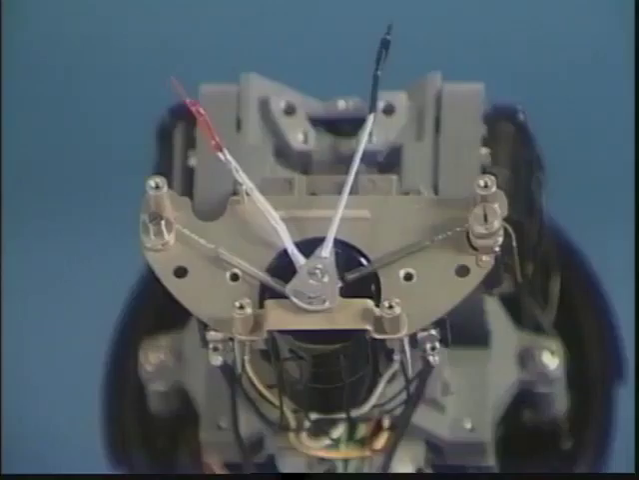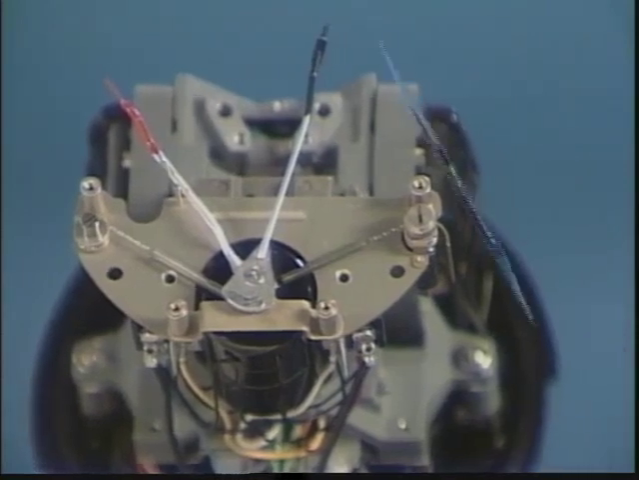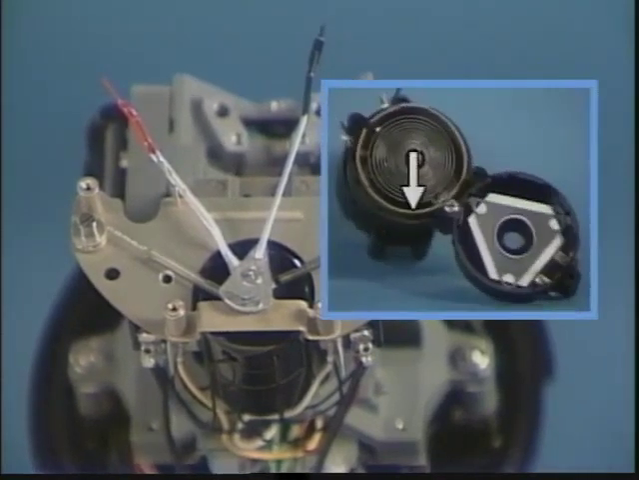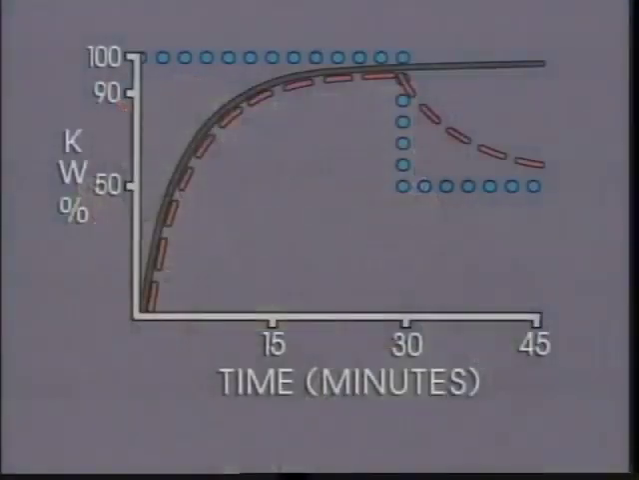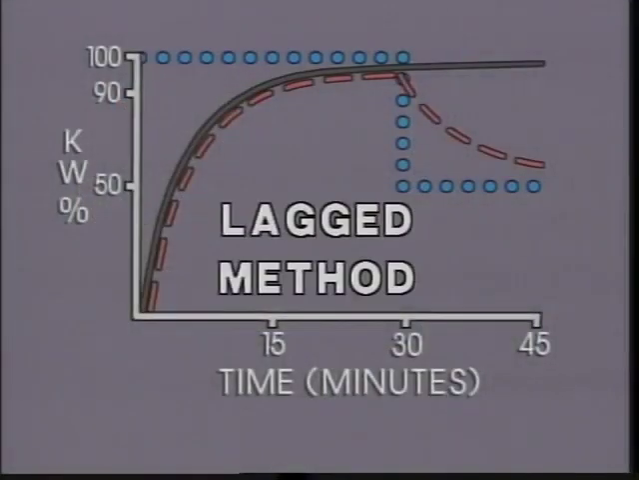However, in a thermal demand register, the pusher arm is linked to temperature-sensitive bimetal coils. The coils are surrounded by heater elements, which heat the coils in proportion to the load being measured. The coils expand and contract to move the pusher arm up and down the scale. The principle of how a thermal demand register responds to and measures demand is called the lagged method.